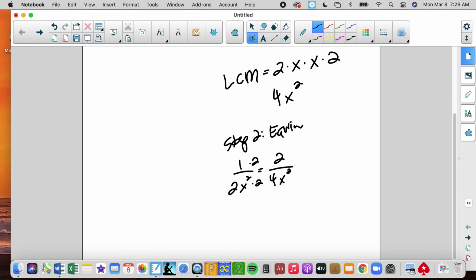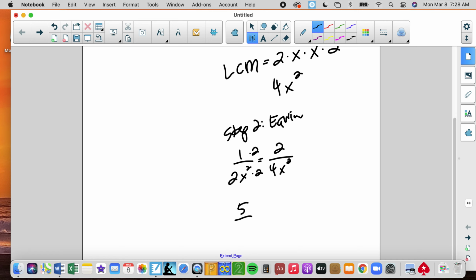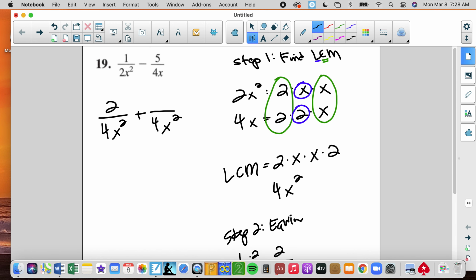Now we have 5 over 4x. 5 over 4x equals what over 4x squared? So what do we multiply 4x by to get 4x squared? Well, it's missing an x. So we multiply it by x. 5 times x is 5x. We get 5x. And now we can put them over the same denominator.